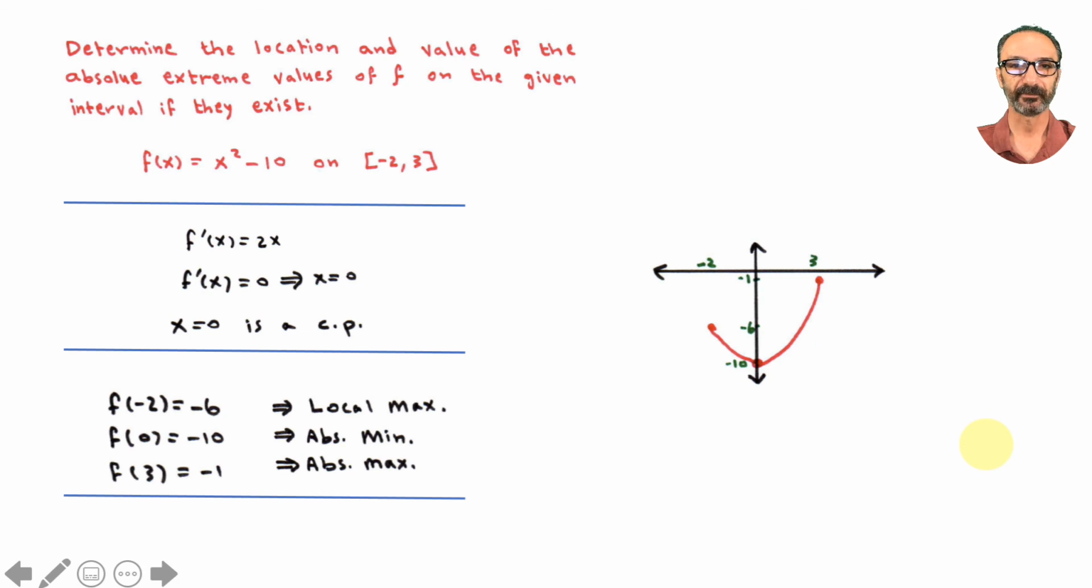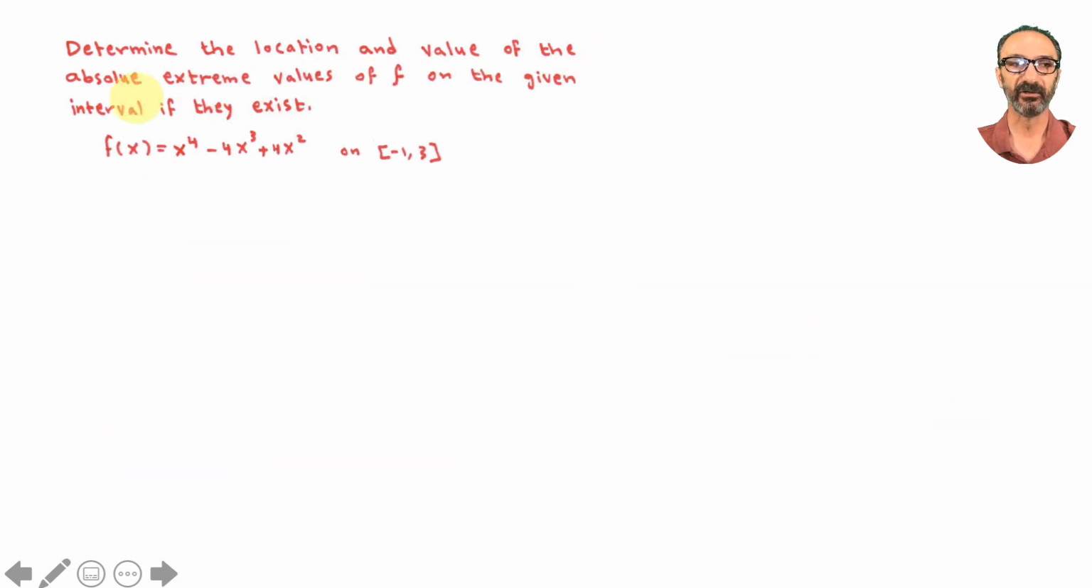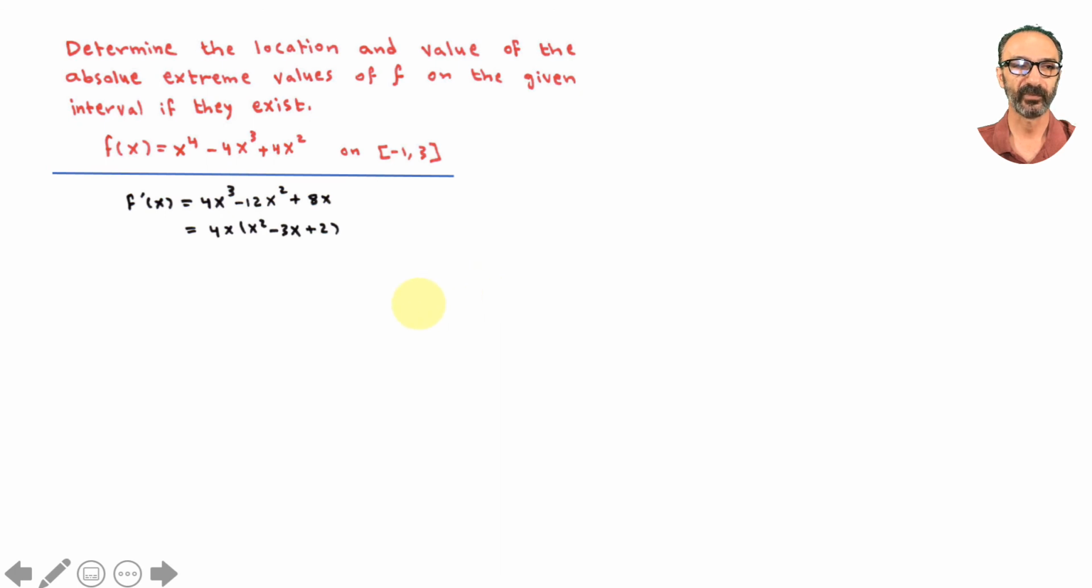Another example. Determine the location and value of the absolute extreme values of f on the given interval if they exist. A fourth degree polynomial, from -1 to 3. f prime becomes 4x cubed minus 12x to the second plus 8x. Just regular derivatives. We're going to clean it up. So I'm going to take 4 out of all of them and one of the x's out. This one factors also, 2x minus 2 and x minus 1.